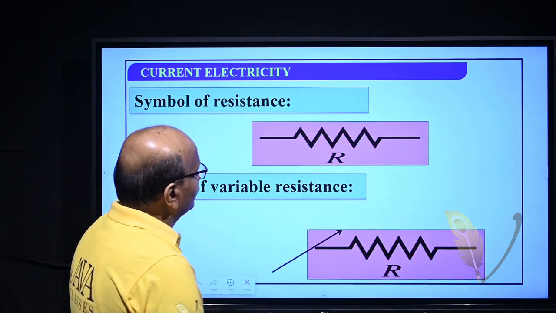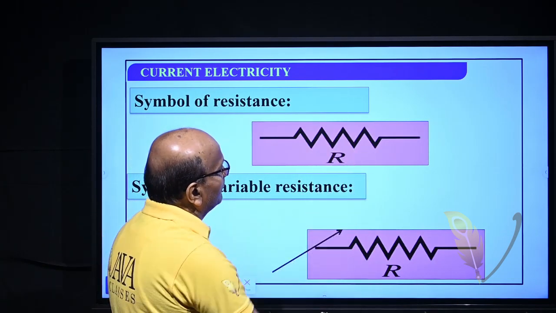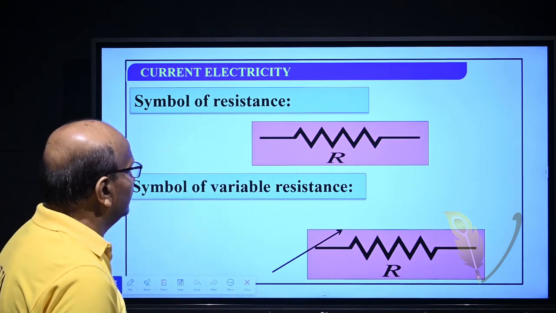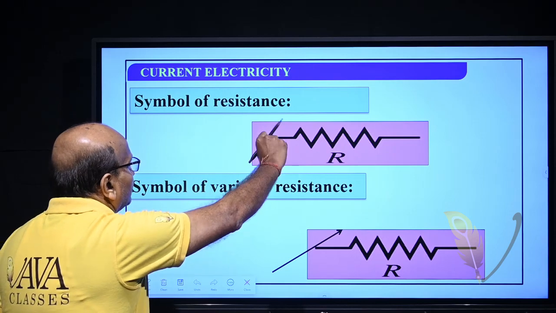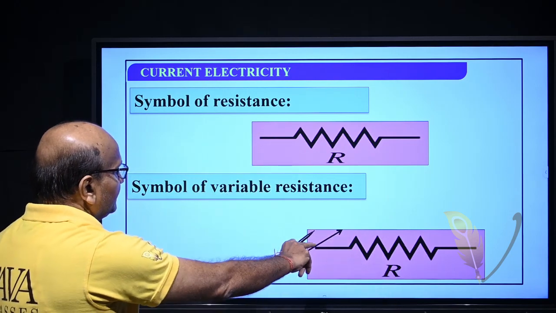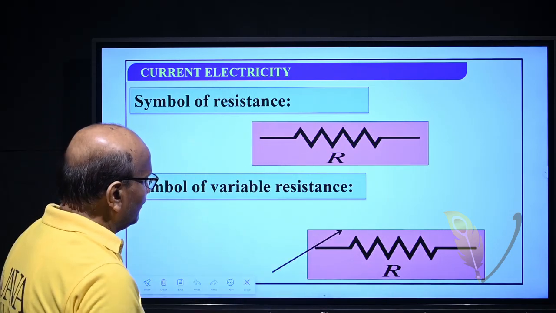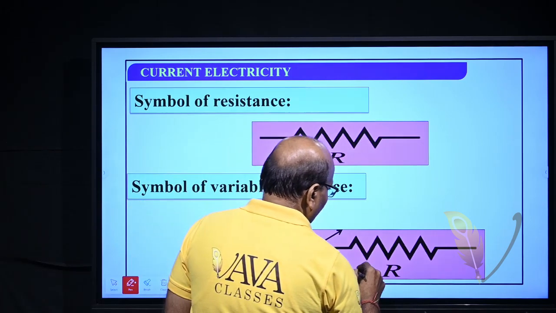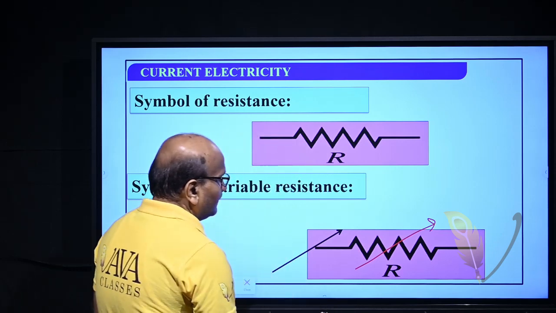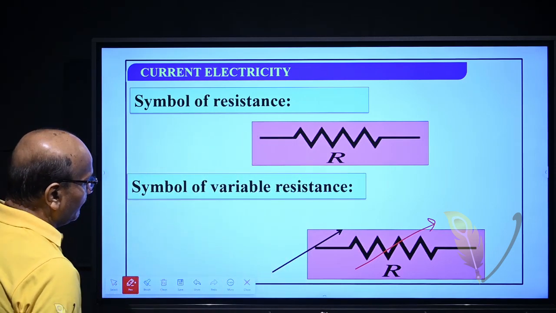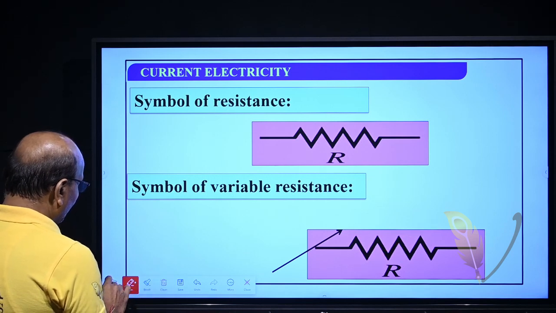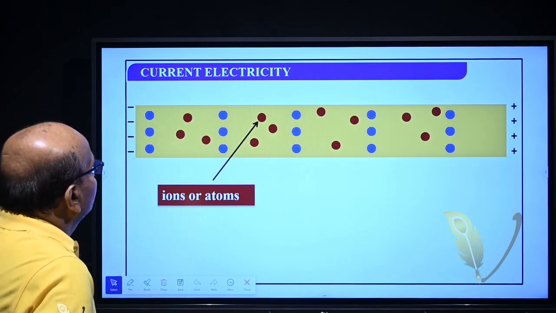These are the circuit symbols of resistance, meaning symbolically how we mention a resistance in the circuit. This is for a constant resistance, and this is a variable resistance, where the line is drawn with an arrow mark. So, this is the variable resistance, or it is called a rheostat.